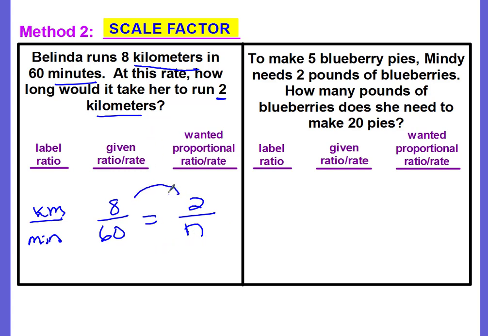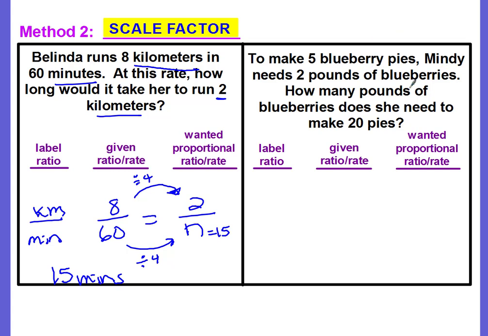And you can see we can go from the known to the unknown, from 8 to 2 by dividing by 4. So we do the same thing here, divide 60 by 4, and our n is going to equal 15. So at this rate, how long would it take her to run 2 kilometers? The answer would be 15 minutes.